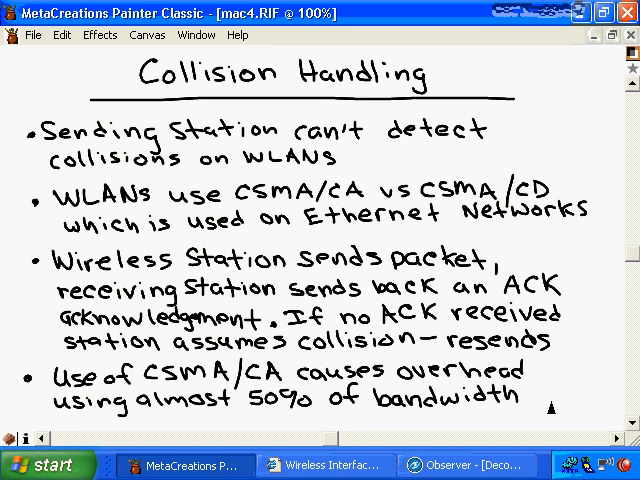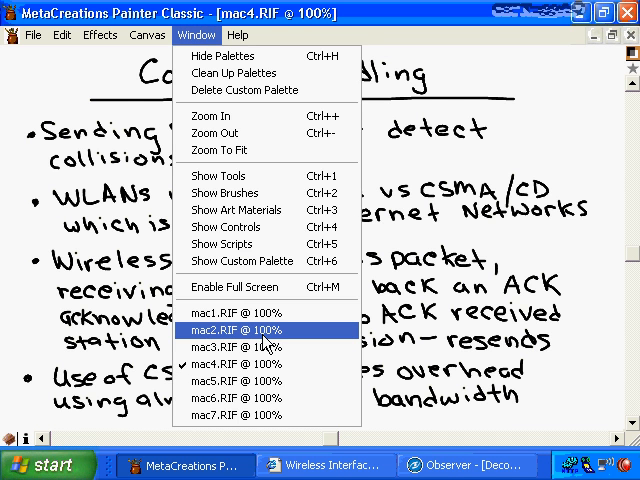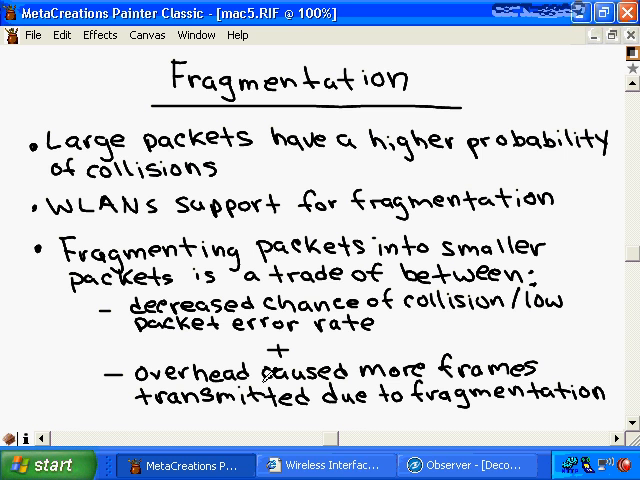reduce the size of the packets, and this is referred to as fragmentation. Let's bring up another whiteboard and learn about fragmentation. So the basic idea of fragmentation is that if you have really large packets being sent around on a wireless LAN or even on a wired LAN, the larger the packets are, the more space they're going to take up, and the greater the likelihood of those packets colliding.